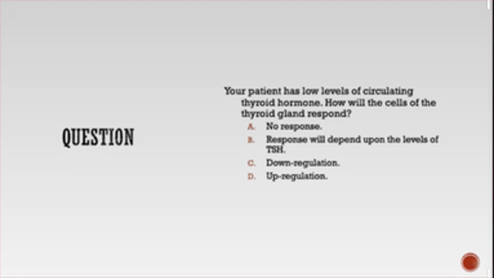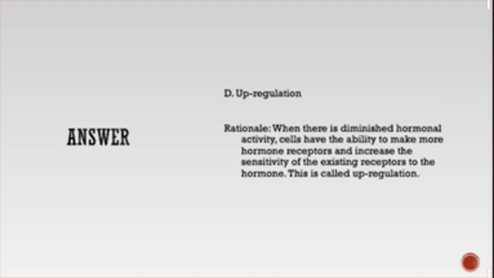And here's another question for you. Your patient has low levels of circulating thyroid hormone. How will the cells of the thyroid gland respond? Will they A, give no response, B, response will depend upon the levels of TSH, C, downregulation, or D, upregulation? All right, let's see. The answer is D, upregulation. Right, so again, when there's diminished hormone activity, the cells are going to make more hormone receptors, and then this is going to increase the amount of hormone.